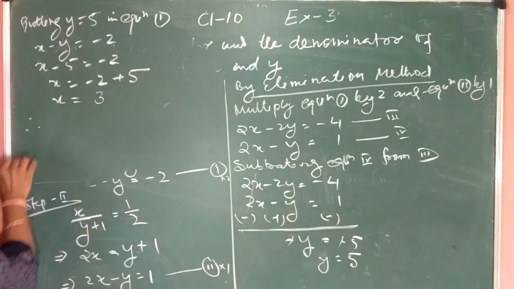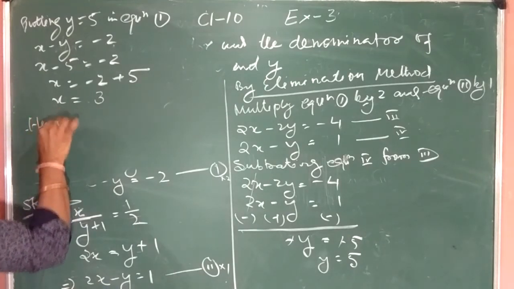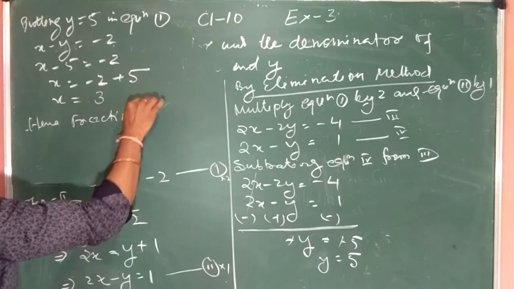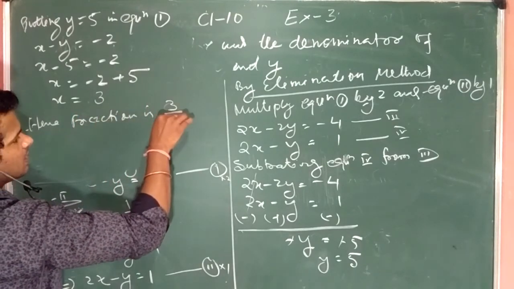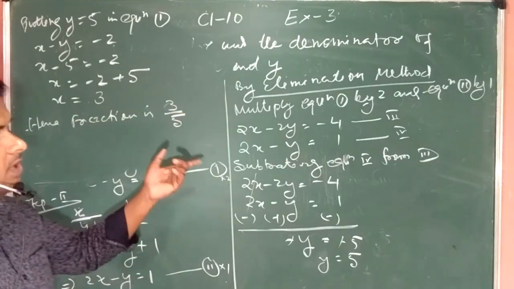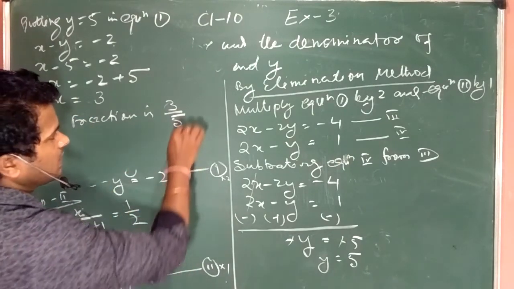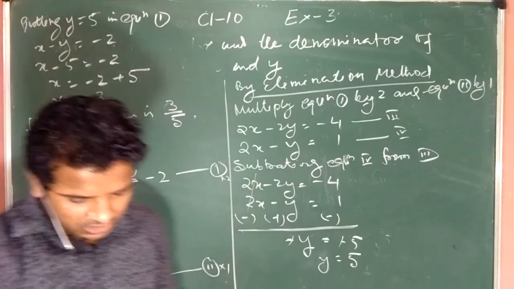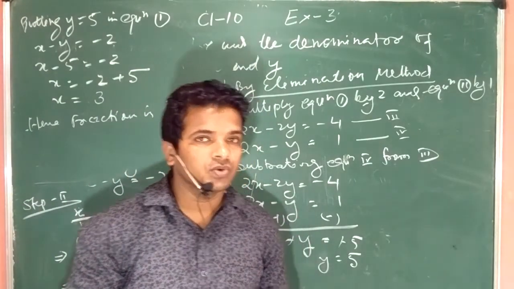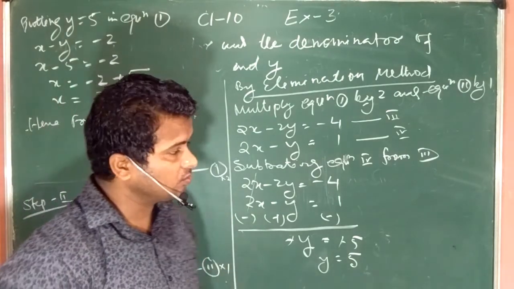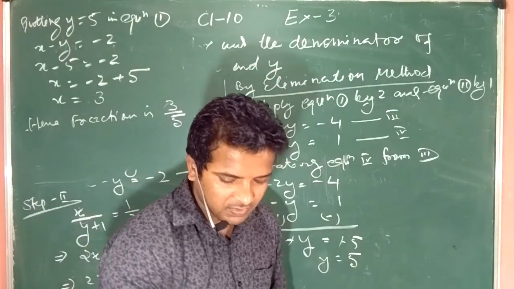Therefore, or hence, the fraction is what? 3 by 5. Our fraction is x by y, right? So x is 3 and y is 5, so the fraction is 3 by 5. That is the solution for question number 2, Roman number 1. I hope you don't have any questions. If you have any doubts from here, please let me know.